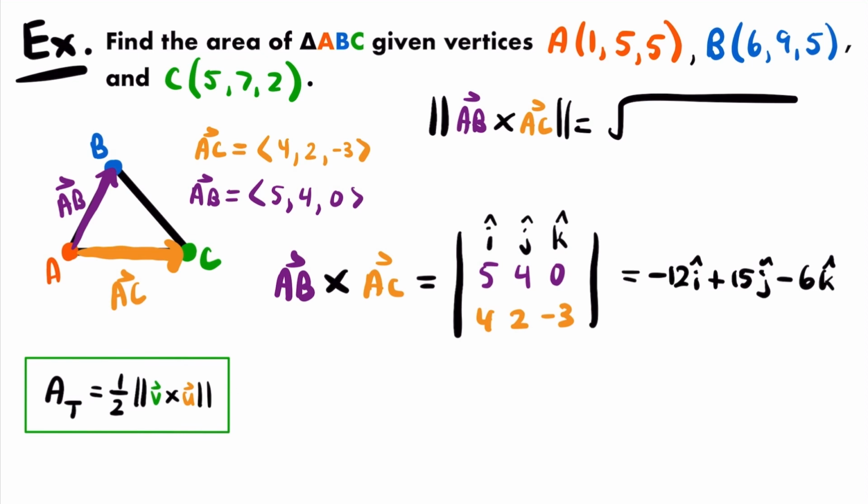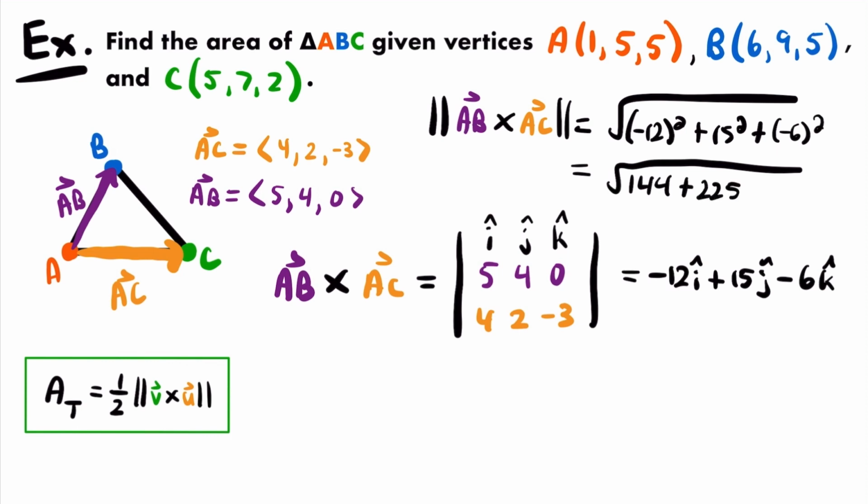And so let's calculate this here. We'll have negative 12 squared and then 15 squared and negative 6 squared, and we're going to add all of that together. If we simplify, that will be equal to the square root of 144 plus 225 plus 36, right? Negative 12 squared is 144, 15 squared is 225, and negative 6 squared is 36. If we add these three values together, 144, 225, and 36, you'll get 405. And so I'm just going to erase this and write the square root of 405.